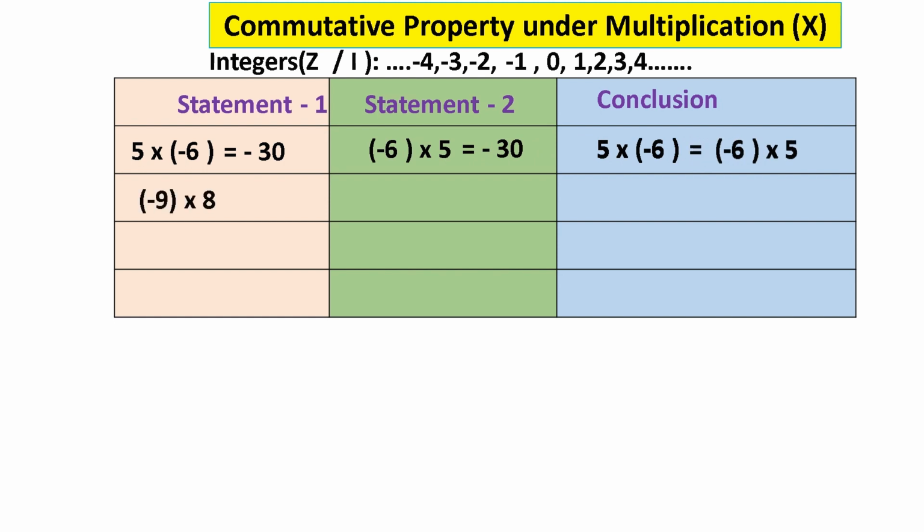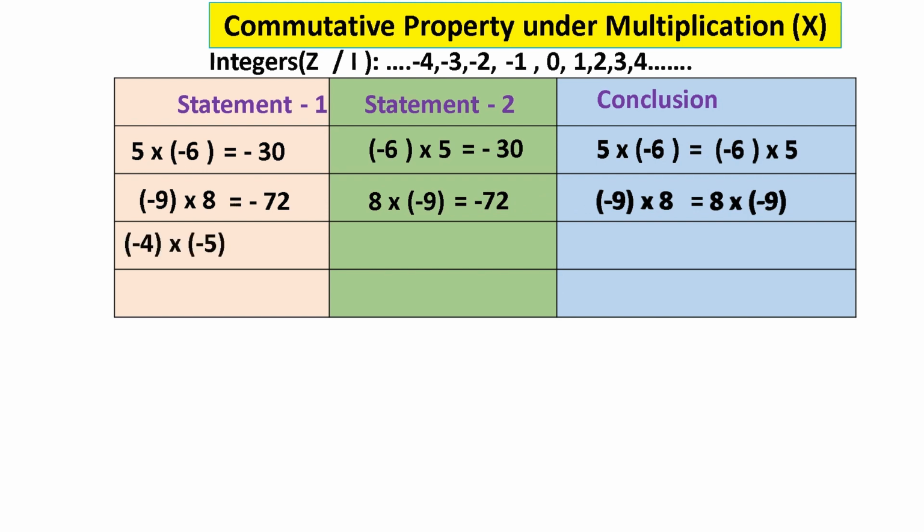Next, minus 9 into 8, we will get minus 72. 8 into minus 9, we will get minus 72. So both are the same answers. So that's why minus 9 into 8 is equal to 8 into minus 9. Minus 4 into minus 5 is equal to plus 20, and minus 5 into minus 4, we will get the same answer, 20. So that's why minus 4 into minus 5 is equal to minus 5 into minus 4.